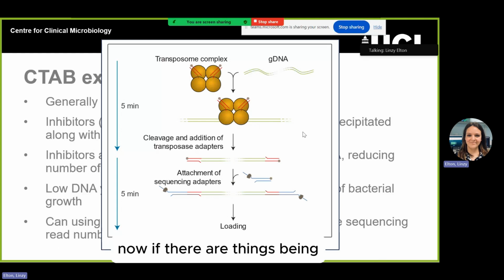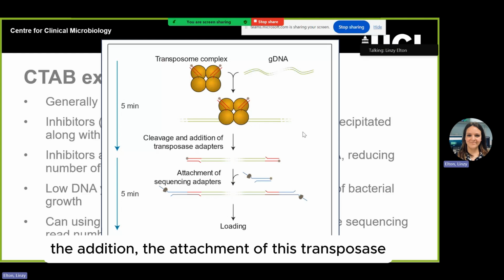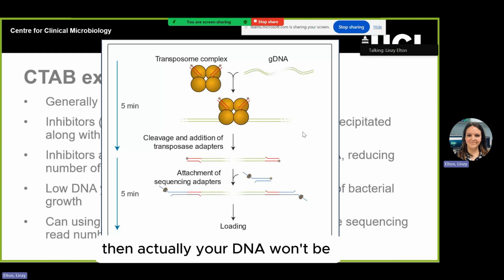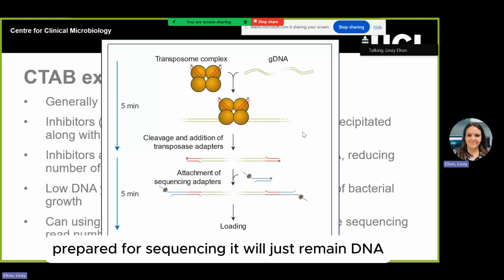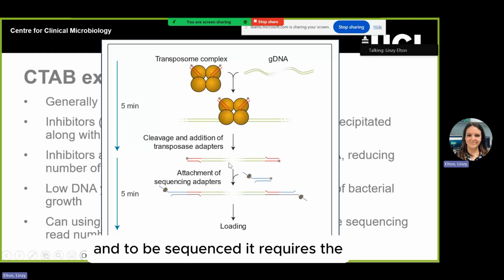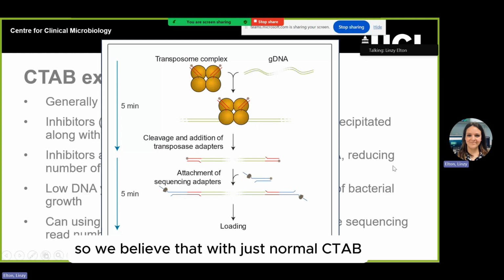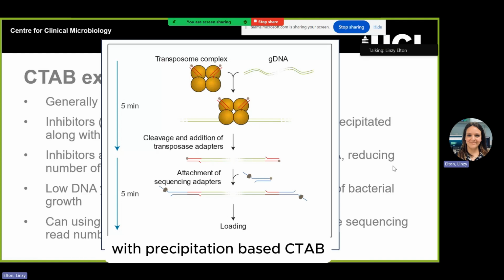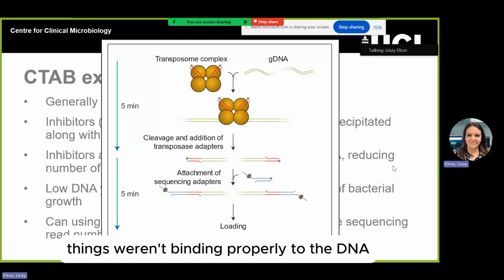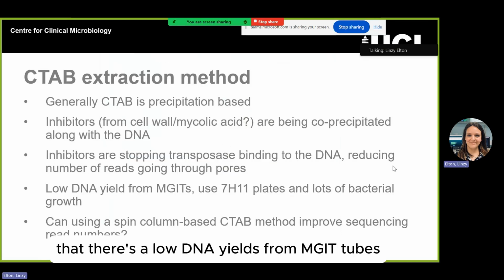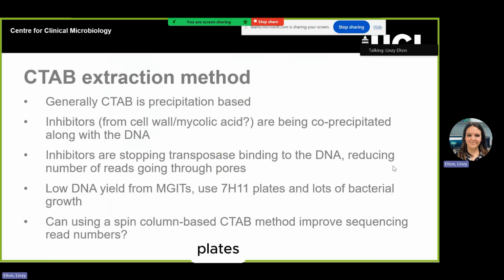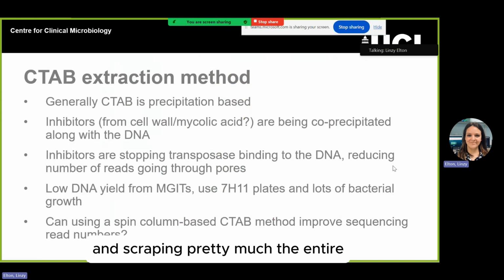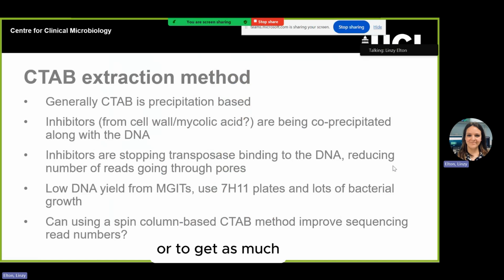Now, if there are things inhibiting the attachment of this transposase complex, then actually your DNA won't be prepared for sequencing. It will just remain DNA, and to be sequenced, it requires the attachment of these adapters and things. So we believe that with normal, precipitation-based CTAB, things weren't binding properly to the DNA. We also find that there's a low DNA yield from midget tubes. So what we ended up doing was using 7H11 plates and scraping pretty much the entire plate off to get as high a concentration as possible. And again, I'll explain more about concentration and DNA quality a bit later on.